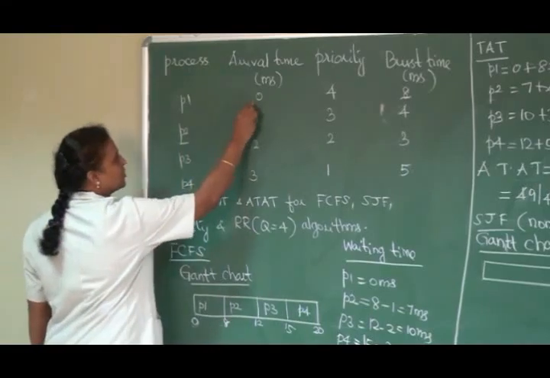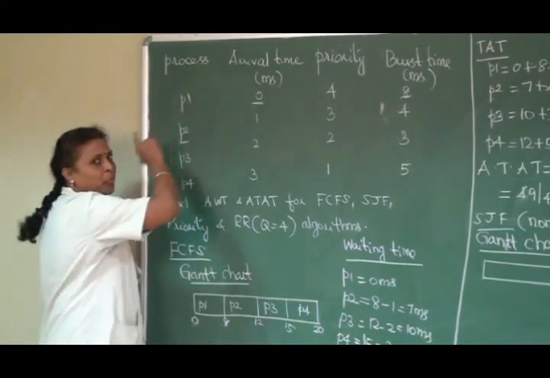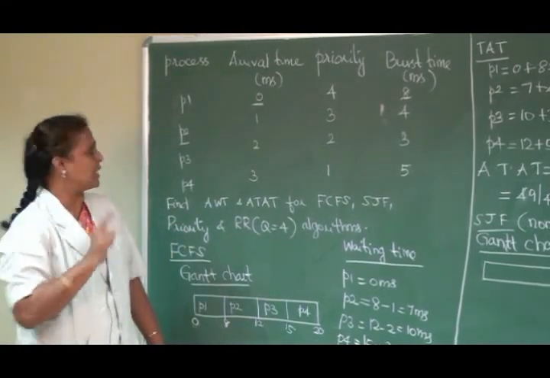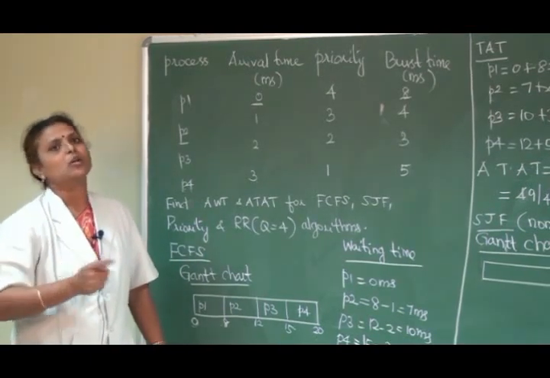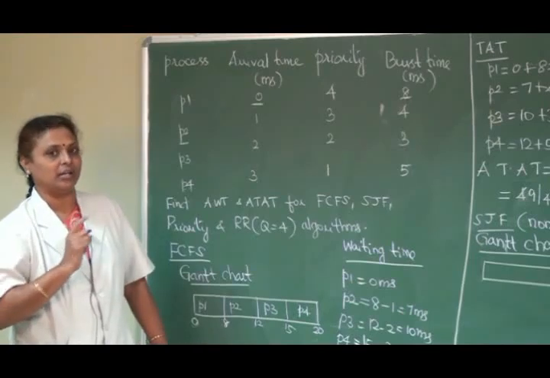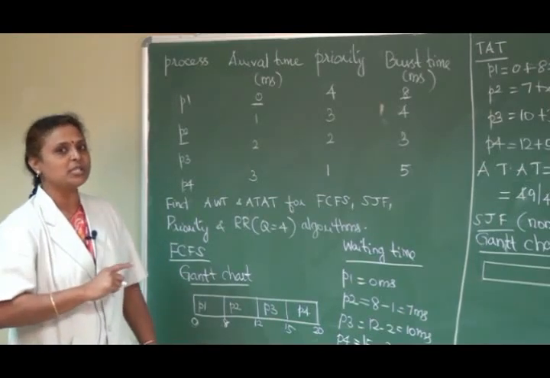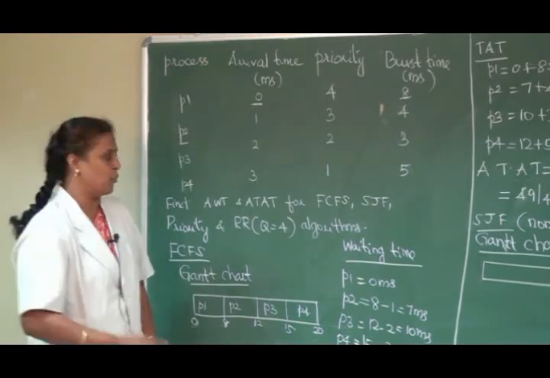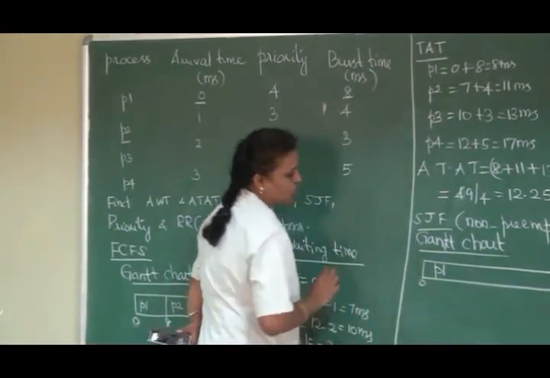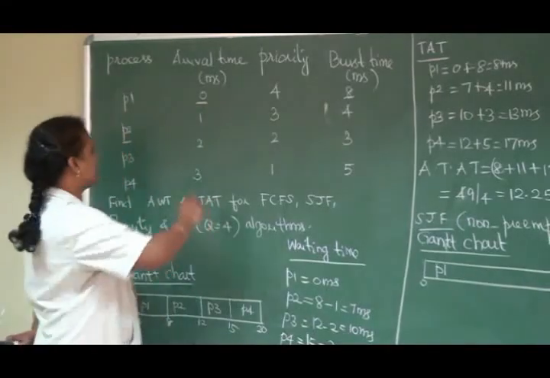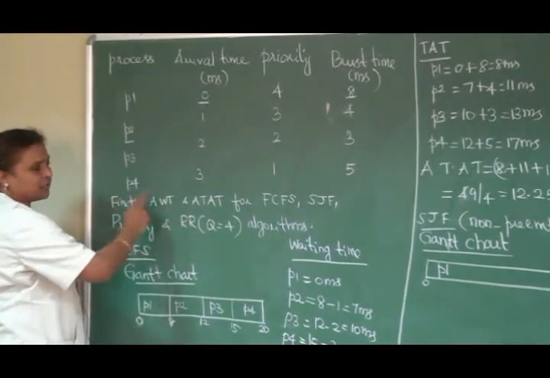So in the 0th millisecond only one process is available in the queue, that is P1. Only one process is there, so there is no option. Whatever the burst time may be, this process is getting the CPU. So P1 is getting the CPU first. There is no other process available in the queue because they are arriving at different times.